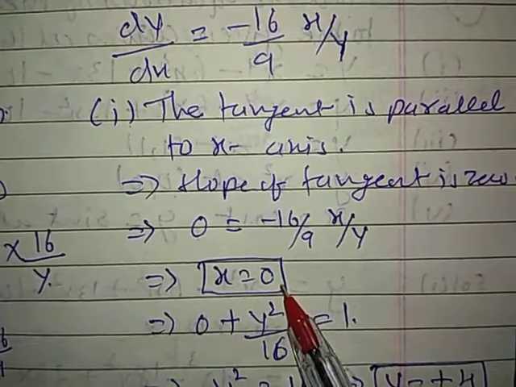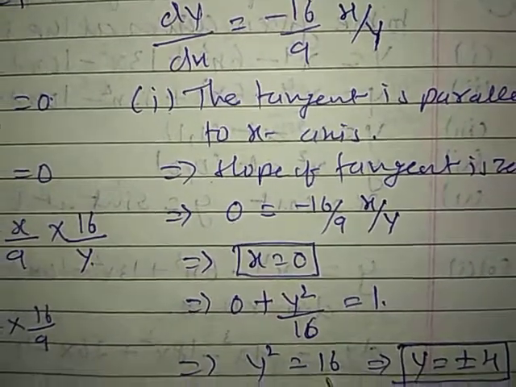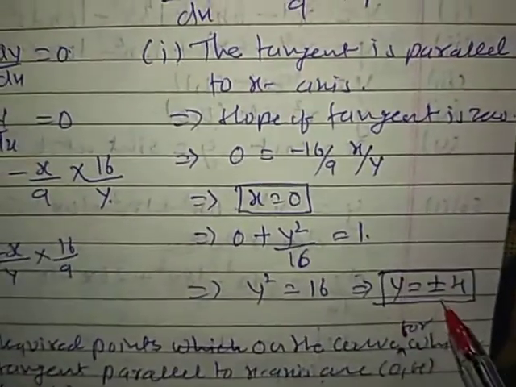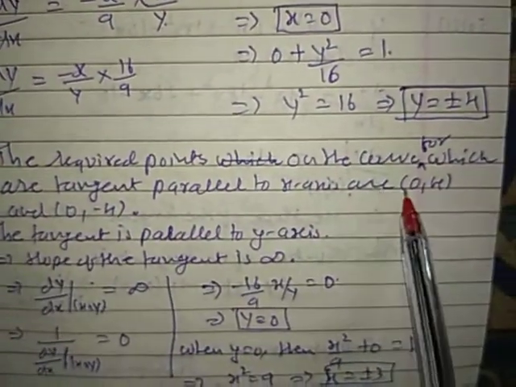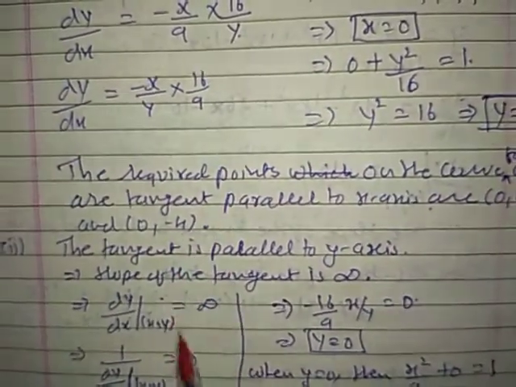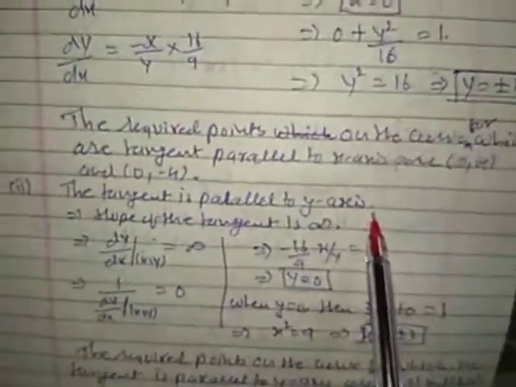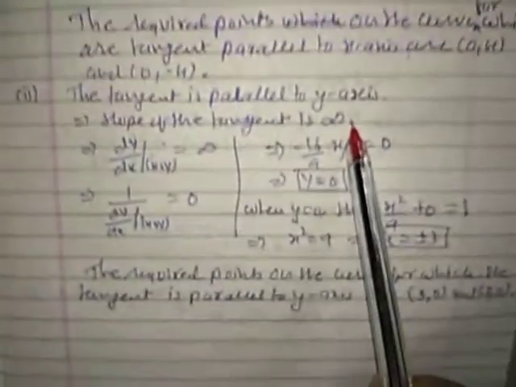When x is 0, substitute the value in the given equation. You will get y square is equal to 16. So y is equal to plus minus 4. So the required points on the curve for which the tangent is parallel to x-axis are (0, 4) and (0, minus 4). Same way, tangent is parallel to y-axis means slope of a tangent is equal to infinity.